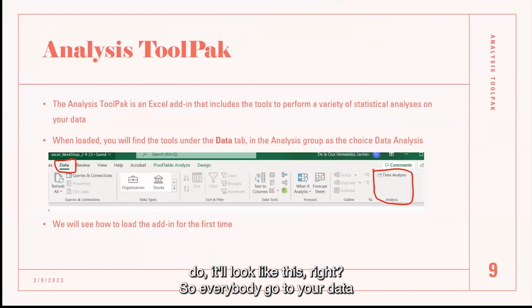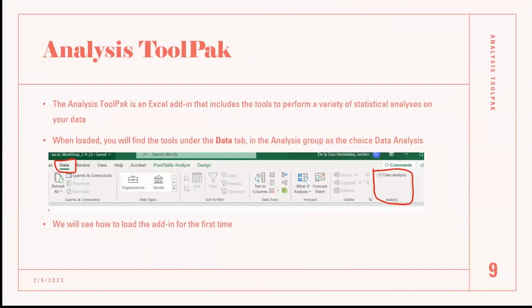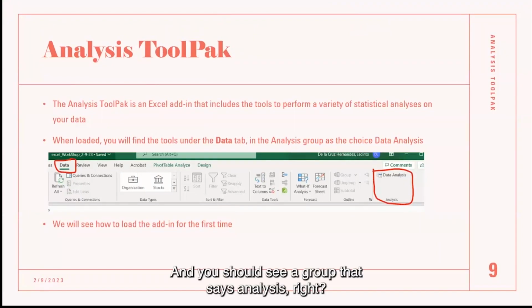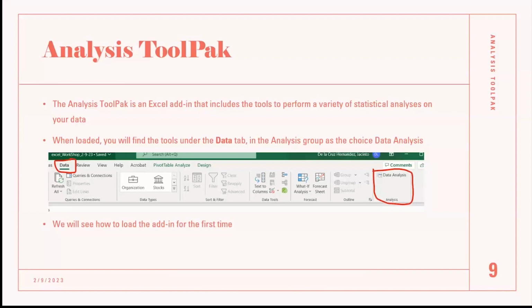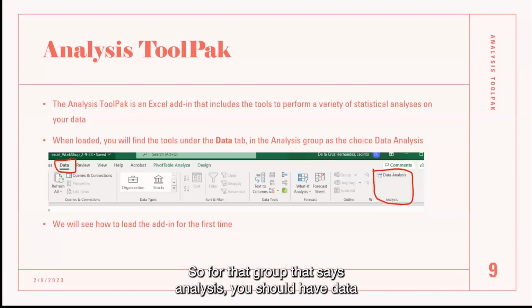So everybody go to your Data tab. At the top there in Excel, go to Data. And you should see a group that says Analysis. In that group, you should have Data Analysis there at the top. If you don't, don't worry, we're going to go through how to load this ToolPak for the first time. Once you load it in, you should have it available to you afterwards, and that's where you're going to find it.